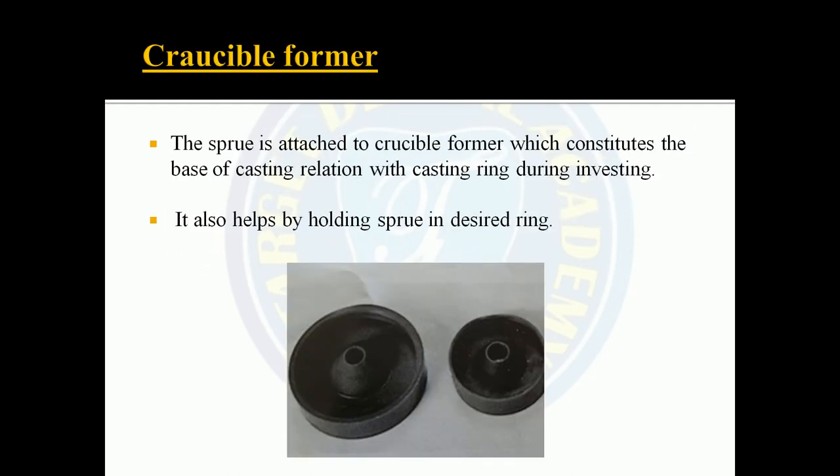Now, what is the crucible former? The sprue is attached to the crucible former, which constitutes the base of the casting and relates to the casting ring during investing. Can you see this? The sprue is attached to the crucible former. It also helps by holding the sprue in the desired position in the ring.